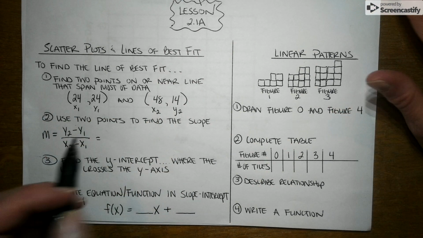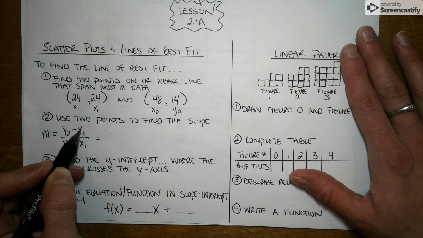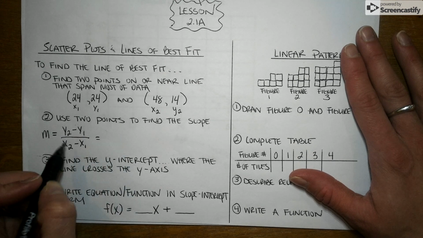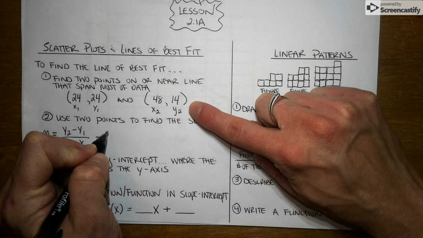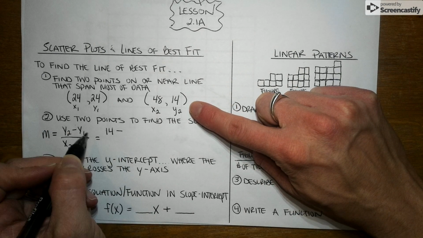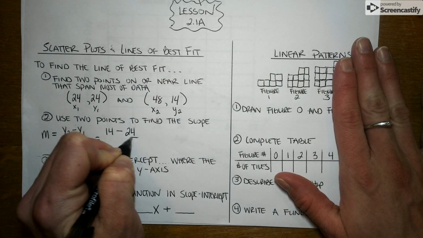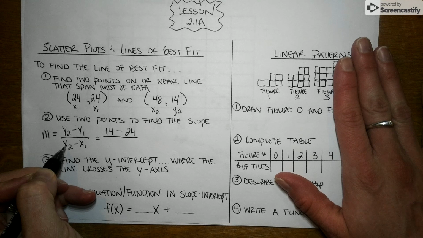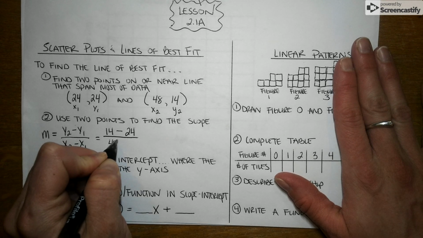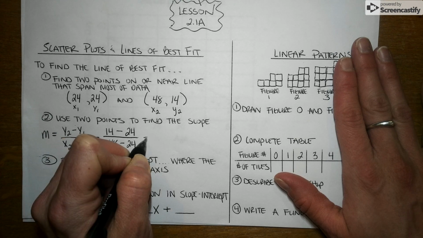So now that we have these labeled, I'm going to go ahead and fill in these variables with the appropriate numbers. Instead of y2, I'm going to put 14. Then I'm going to have the subtraction symbol. And then instead of y1, I'm going to put 24. Then I'm going to divide by x2, which is 48, and subtract off x1, which is 24.